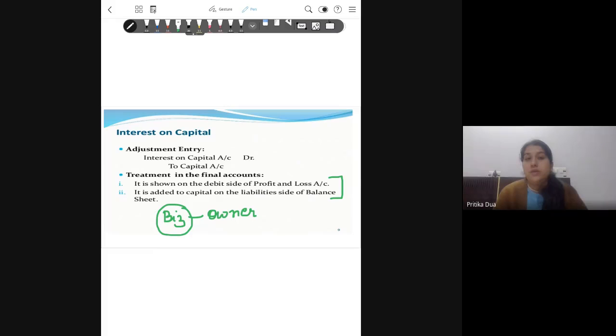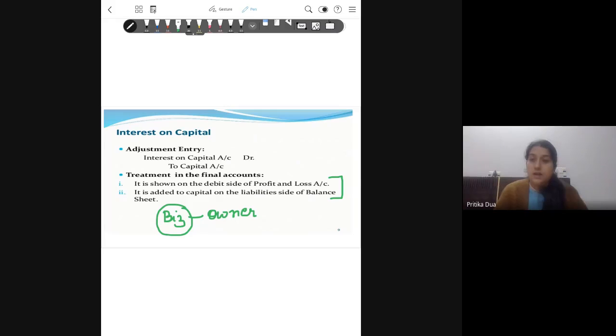Okay. तो इंटरेस्ट ऑन कैपिटल की जो एंट्री है उससे ही आपको पता चल जाएगा that since interest on capital is debited, this is an expense for the business. Because of the interest on capital, the amount of capital is increasing. So capital account is credited. The amount is added to the capital account.